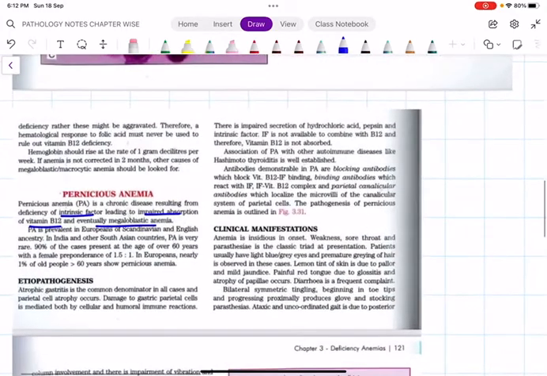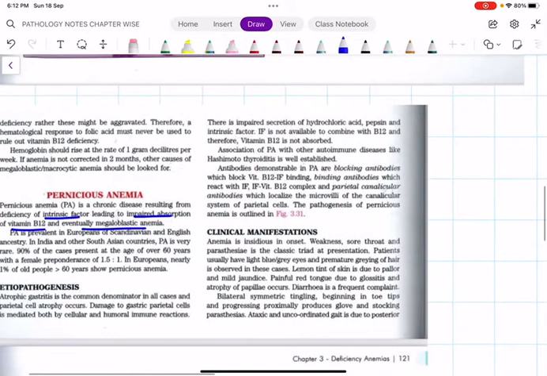So here, as I said, it is almost like an autoimmune disease. We have three different classes of antibodies. They may ask this question in your MCQ. One is called blocking antibodies.